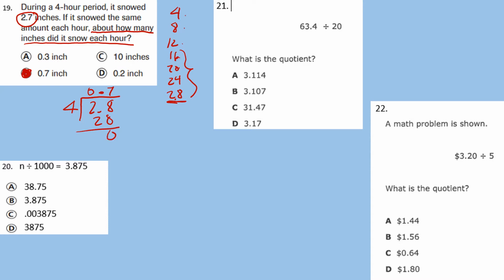Number 20, n divided by 1,000 is 3 875 thousandths. My question is, what is n? Well, how many places did I move the decimal? We moved it 3 places to the left, 1, 2, 3 to get that answer. So to go backwards, I have to move it 3 places to the right. So 1, 2, 3, put the decimal at the end. So the answer would be 3,875. D would be my answer.